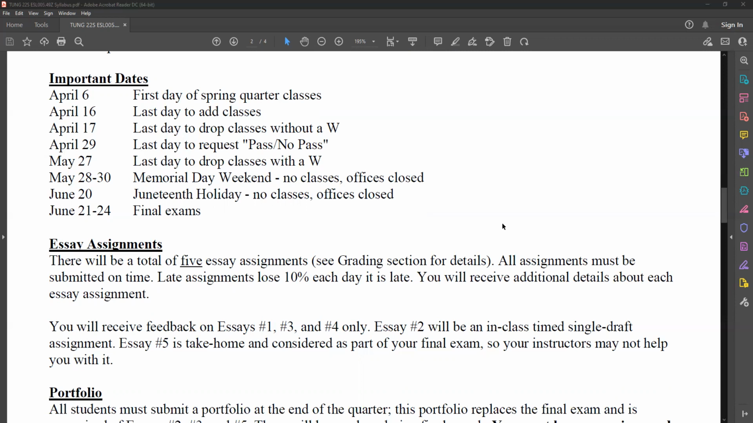June 20th, we have our Juneteenth holiday. And I believe that's the Monday of finals week. And then we have final exams June 21st through the 24th.